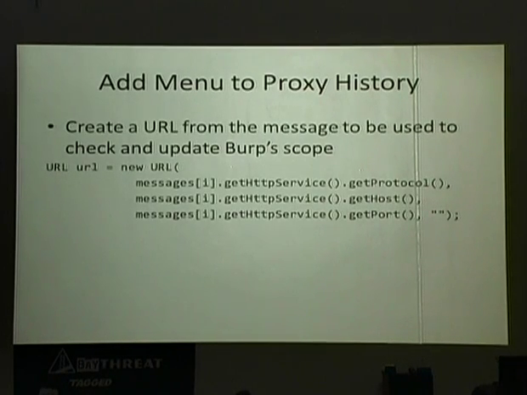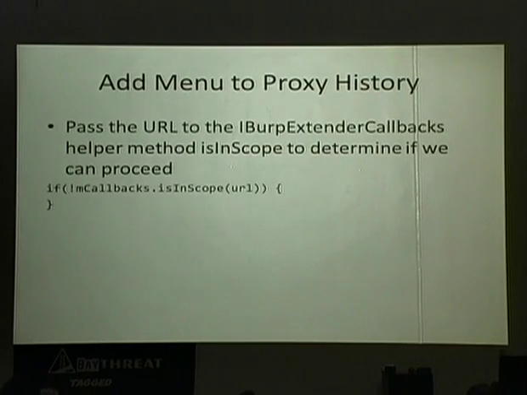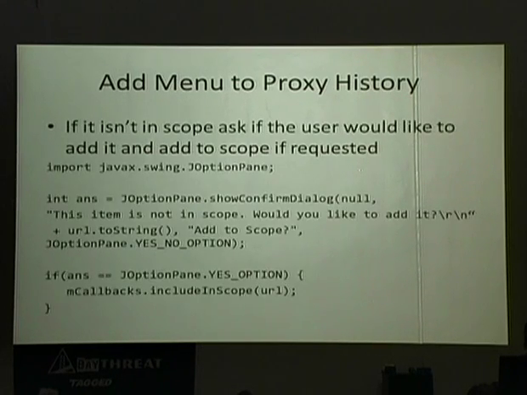So we have to create a URL to check scope, but once we have this URL, checking scope is a one-line operation. You're going to get your protocol, your host, your port, and I'm choosing to ignore the last bit, which is the rest of the URL, because I actually want to only add the domain to scope. So this is your one line. If it's not in scope, pass the URL. Hey, Burp will tell you in one line if that's in scope or not.